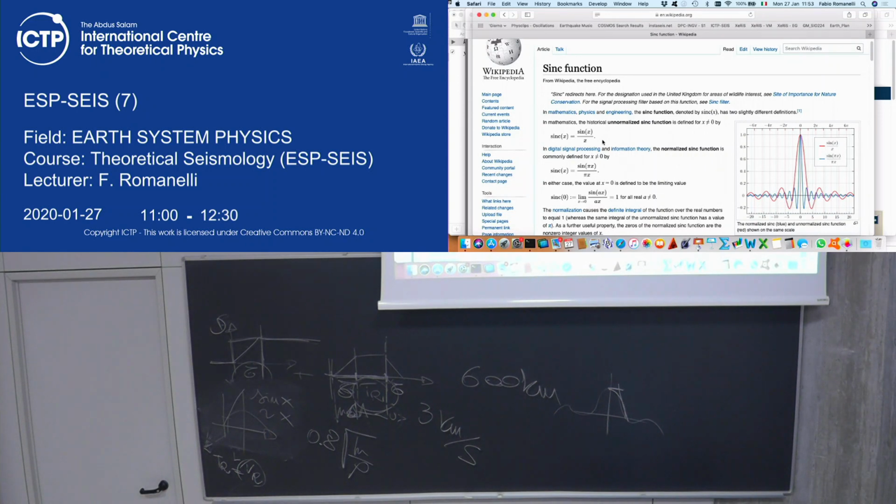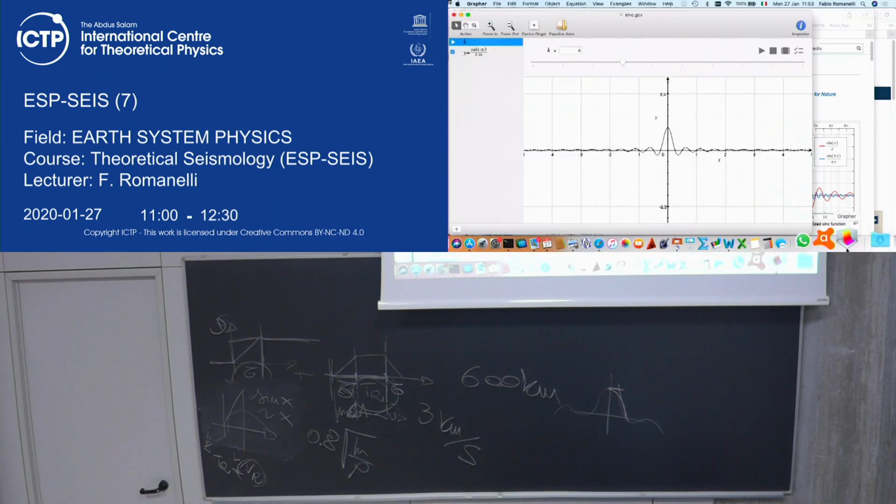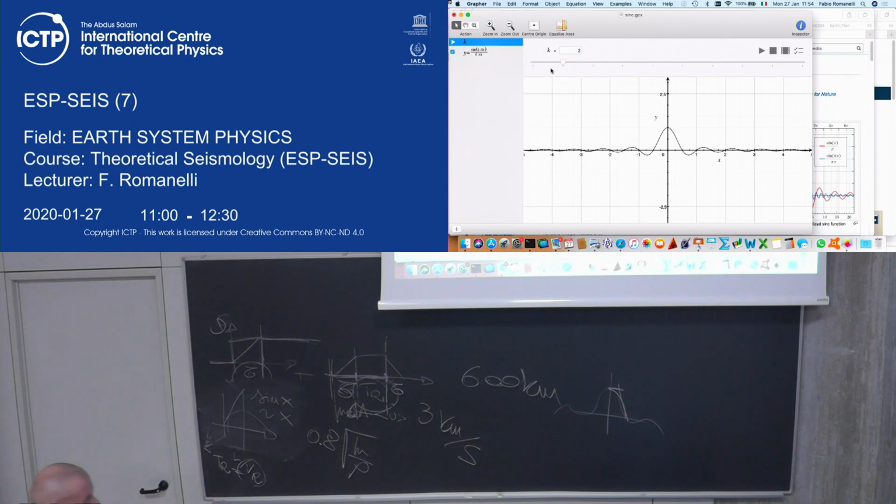Now, you should ask me, so what? Let's go back to the animation, which was showing you that the width of this function changes, of course, according to k. Now, you can demonstrate, but it's not my course, that the Fourier transform of a boxcar function of a general duration, let's call it t, will have the first zeros according to 1 over t.